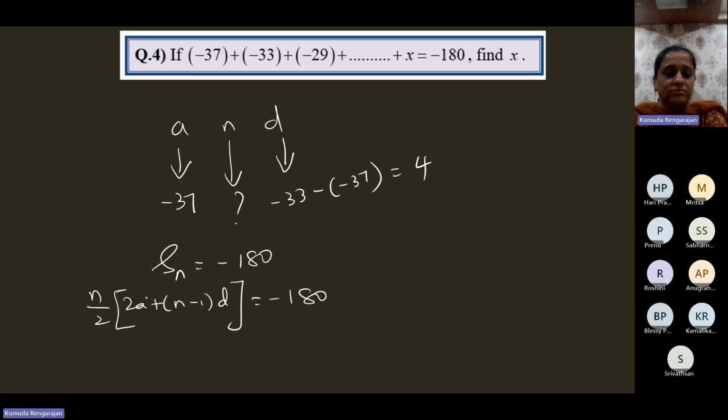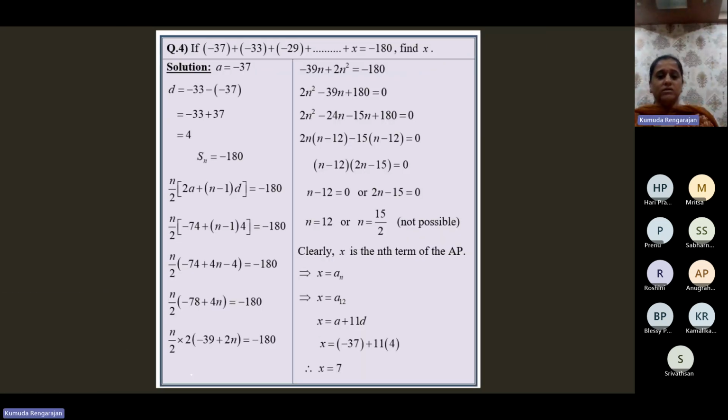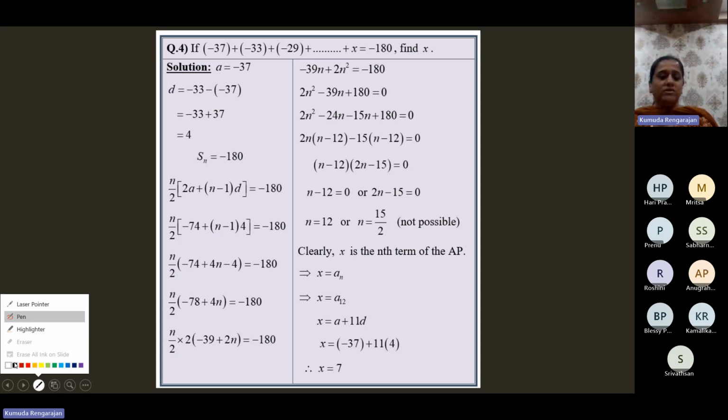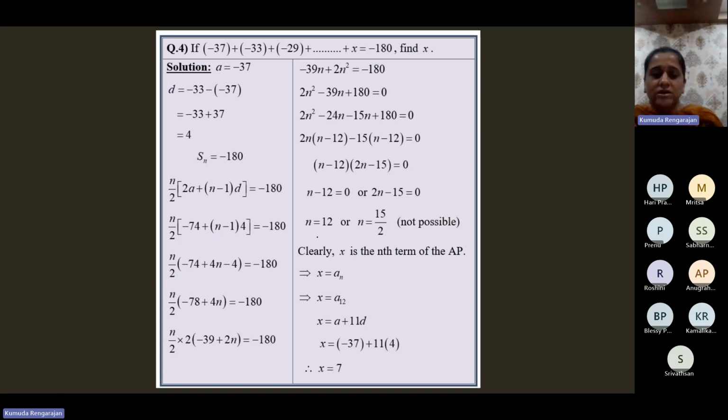a is minus 37, d is 4. So you'll get a quadratic equation in n. You'll have to solve the quadratic equation and find the two values for n. So n is 12 or n is 15 by 2. 15 by 2 is not possible because n stands for the number of terms of the AP, and that cannot be a fraction, right? So n is 12.